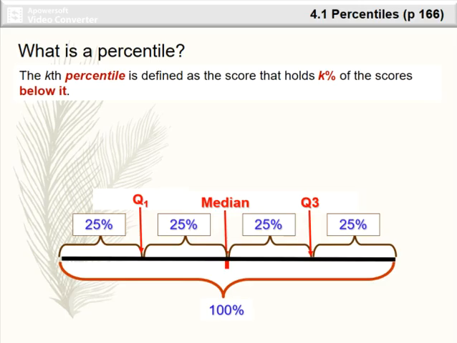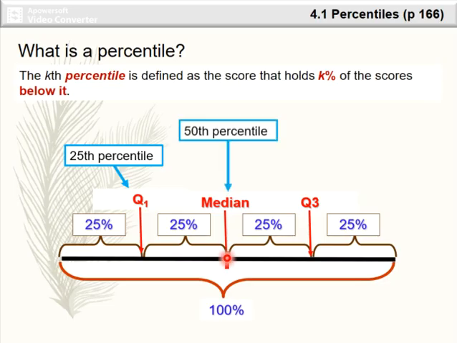So now to bring it down to percentiles. Q1 is equivalent to your 25th percentile, which makes sense. Remember, your kth percentile splits up your distribution so that k% is to the left. At Q1, 25% is to the left, so we call it the 25th percentile. Similarly, with the median, I hope you see where we're going. 50% lies to the left, so we call it our 50th percentile. And lastly, our 75th percentile, because 75% of your data lies to the left of that particular percentile.